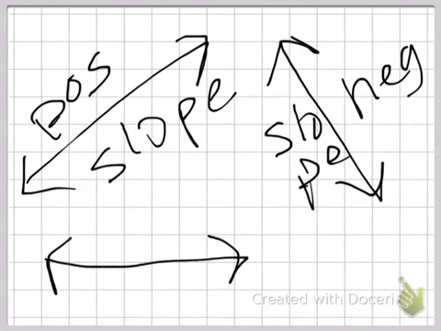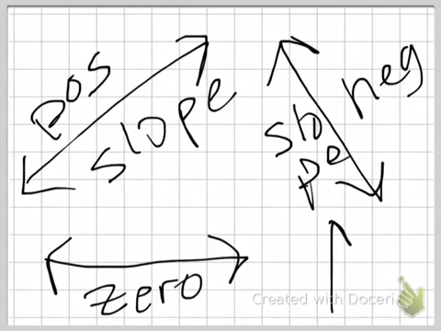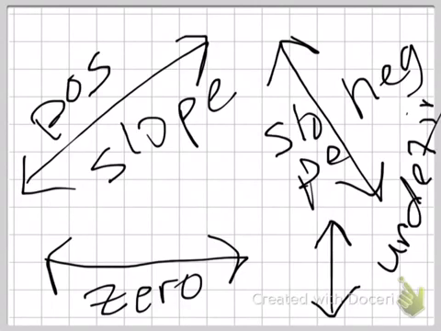It neither rises nor falls. And this line here, which goes up or down, it has a slope that we don't know. It's undefined. And you probably won't work with this on this level. But positive slope, negative slope, 0 slope, neither rise or fall, and undefined slope.